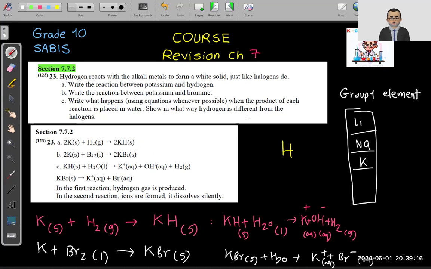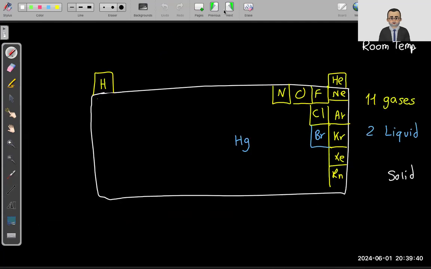So in what way is hydrogen different from the halogens? Here, this formed hydrogen gas. This one does not form hydrogen gas. There are no bubbles. There is no hydrogen gas. So there is a hydrogen gas here, and there is no hydrogen gas here. This is the difference between these two reactions. So again, what is the product of potassium with hydrogen and potassium with bromine, and the product is again added to water? The result in every one of them has to be memorized.